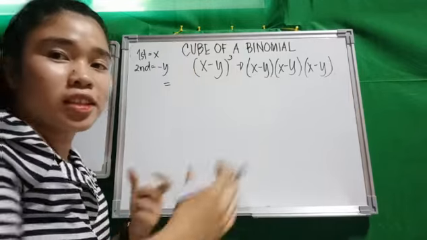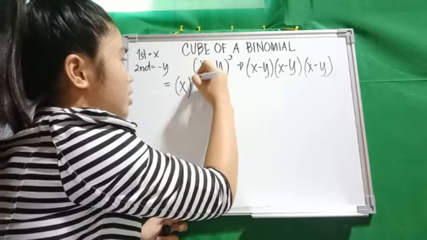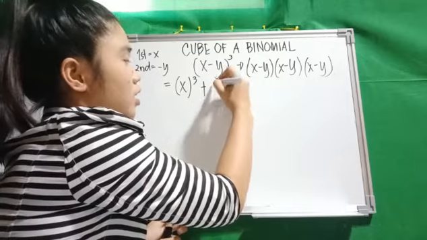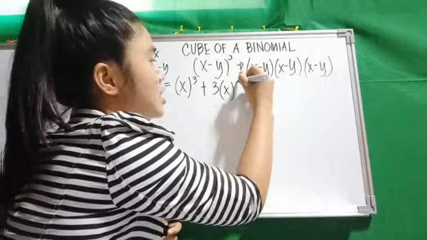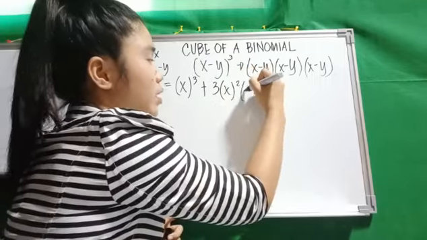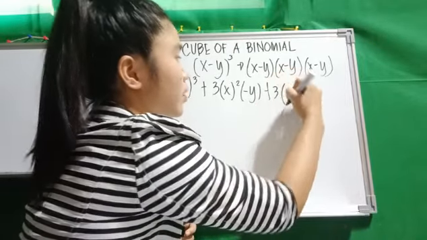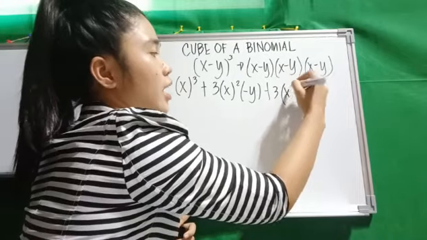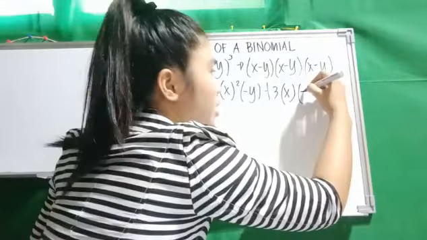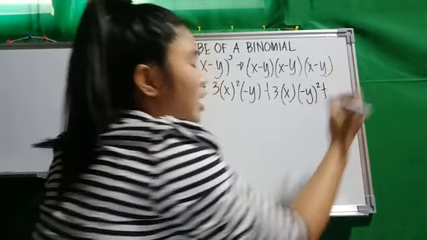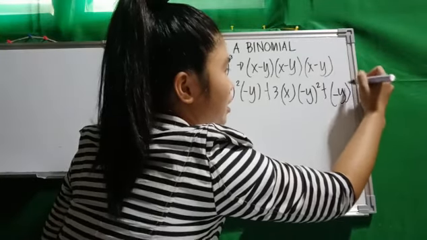Okay. So, ngayon, proceed na tayo sa step 1, which is to cube the first term. So, i-cube lang natin yung first term, which is x. The next ay to add 3 times yung ating first term, which is x na naka-square. Then, multiply daw natin sa second term, which is negative y. And the third step is to add 3 ulit times the first term, which is x, multiply to the square of the second term, which is negative y. Then, the last is to cube the last term. So, we have negative y cube.